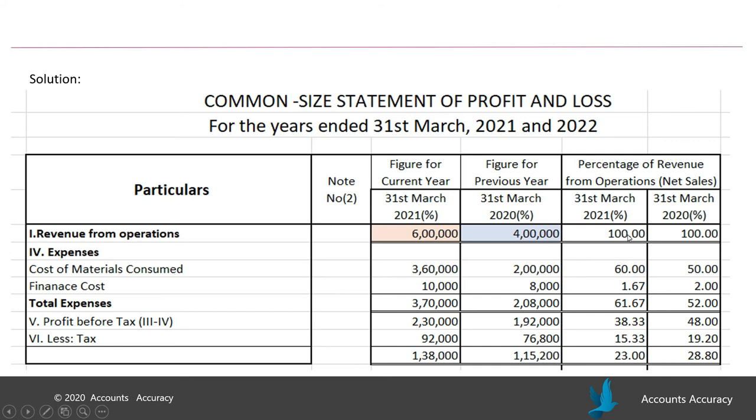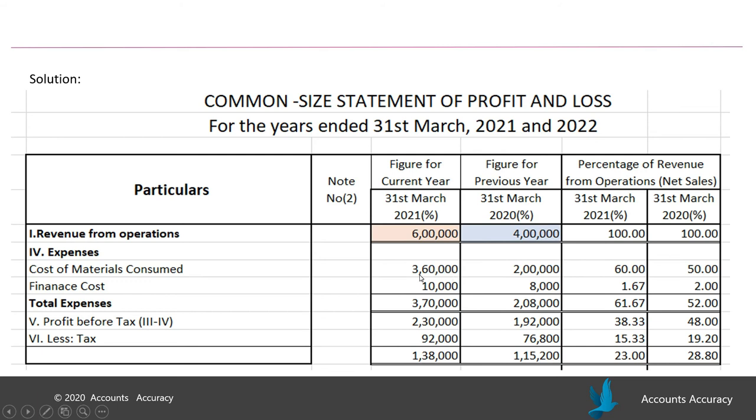And then what you have to do, you have to find out the percentage of both the years. For finding out the percentage of both the years, you will have to keep the revenue from operations as base. So revenue from operation will be kept as base, that means percentage will always be 100 in the revenue from operations columns, because 6 lakh by 6 lakh into 100 will come 100, 4 lakh by 4 lakh into 100 will always come 100. Next to that, when you will find out the percentage of rest of the items, you have to keep the revenue from operations as base.